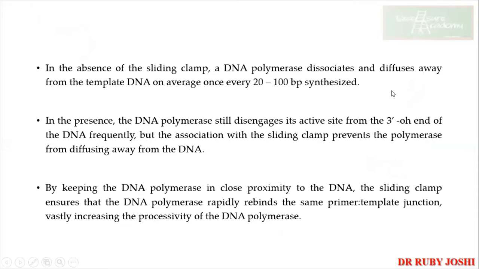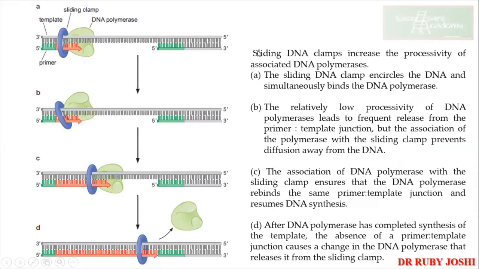Okay. Look at the figure now. So now it will be more clear for you. So the sliding DNA clamp, they increase the processivity of the associated DNA polymerase. So, as I mentioned before, wherever the primer template junction is there only you will have the sliding clamp. The sliding clamp encircles the DNA and binds to the DNA polymerase. This is the association.